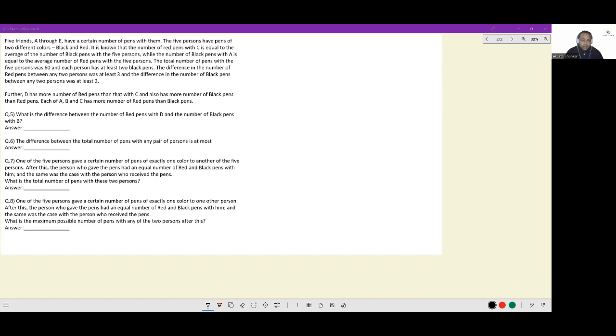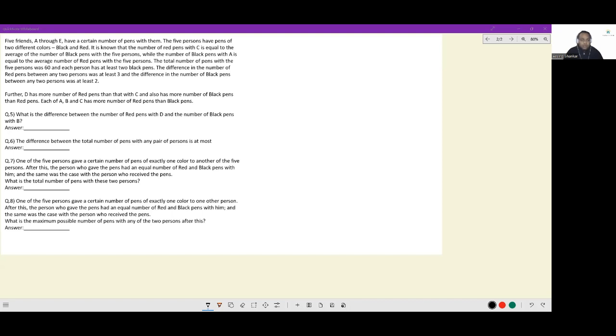Let's look at this set. 5 friends A through E have a certain number of pens with them. The 5 persons have pens of 2 different colors, black and red. It is known that the number of red pens with C is equal to the average number of black pens with the 5 persons, while the number of black pens with A is equal to the average number of red pens with the 5 persons.